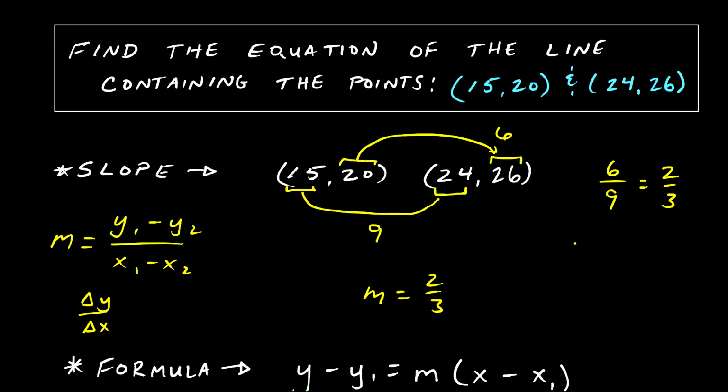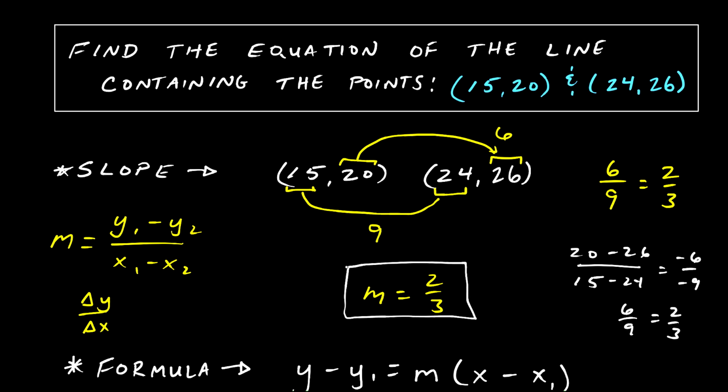Now just notice for a second here, if we did y1 minus y2, we'd have 20 minus 26 over x1 minus x2, which is 15 minus 24. We'd get negative 6 over negative 9. The negatives cancel, which brings you to your 6/9, which is your 2/3. Whatever works for you, go with that. So we have our slope.